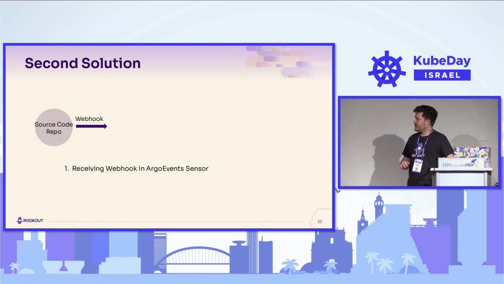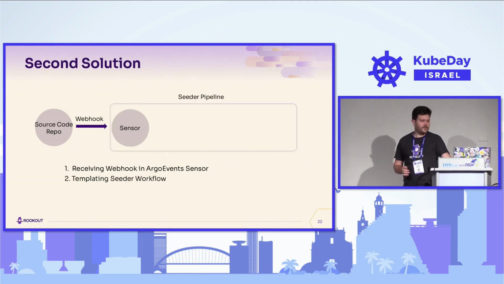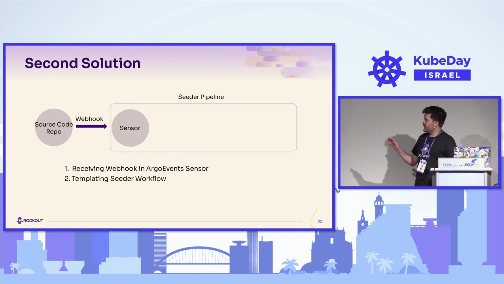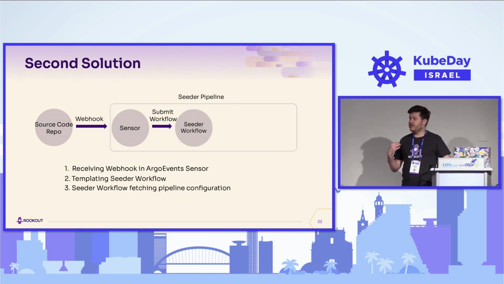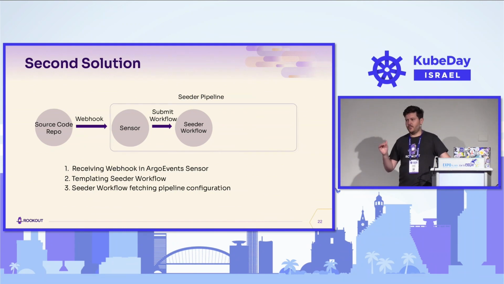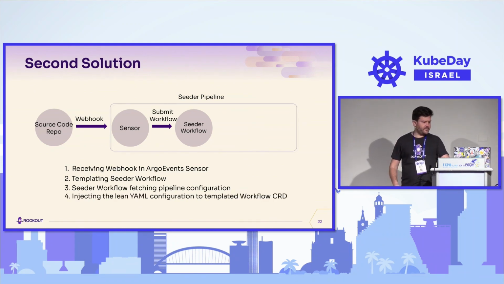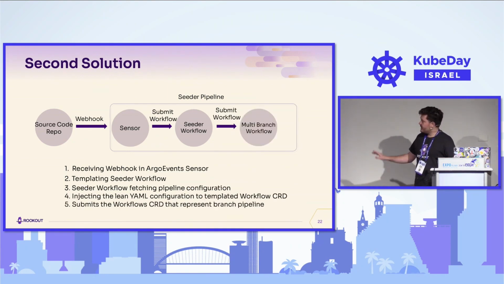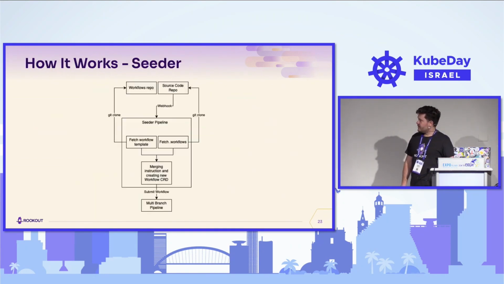So the source code repository will send the webhook to a Cedar sensor. This sensor will submit a workflow that's going to be called Cedar workflow. This workflow actually will download the .workflows folder and manipulate the CRD and then submit it by itself. So this is the end goal of that. A little bit of detail about that.